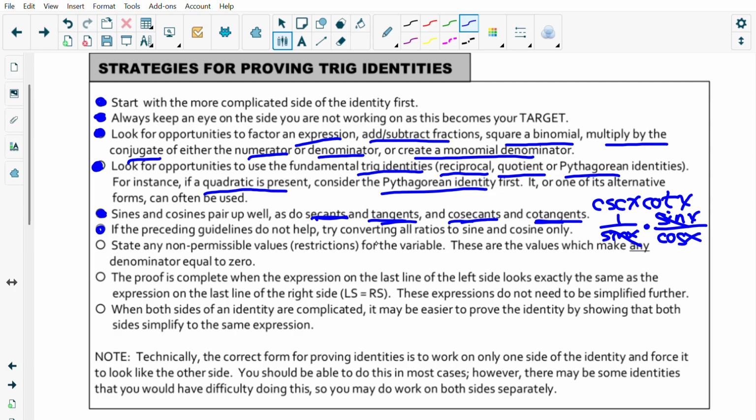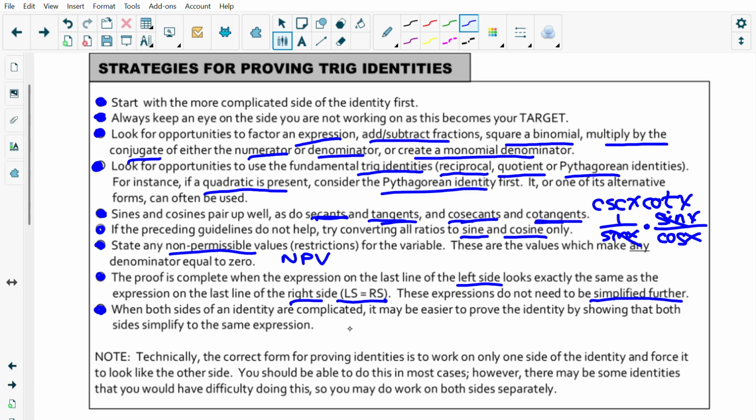If the preceding guidelines do not help, try converting all ratios to sine and cosine only. A lot of this will be trial and error. State any non-permissible values. Okay, be careful. These are values which may make any denominator equal to 0. The proof is complete when the expression on the last line on the left side looks exactly the same as the expression on the last line on the right side. So this is LS equals RS. Once you get to that point, you do not need to simplify any further.